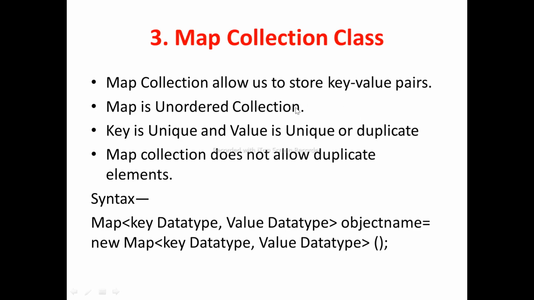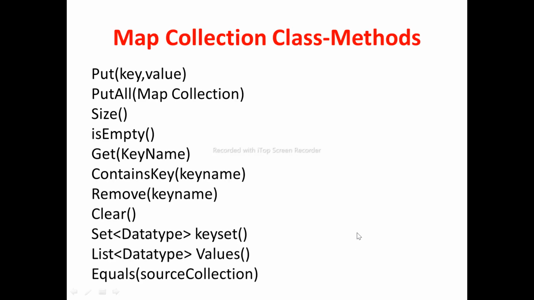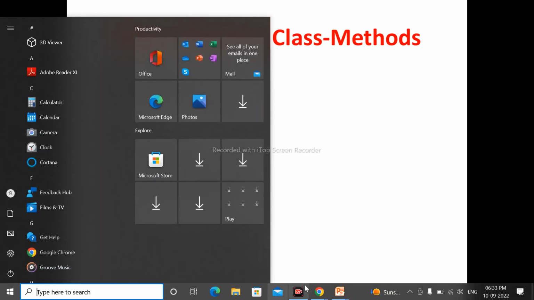This is the syntax of the Map collection class: Map<key data type, value data type> object name = new Map<key data type, value data type>(). These are the methods used in the Map collection class: put, putAll, size, isEmpty, get, containsKey, remove, clear, keySet, values and equals. Let's see them one by one.